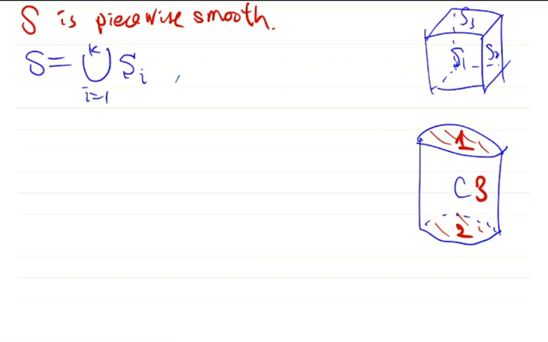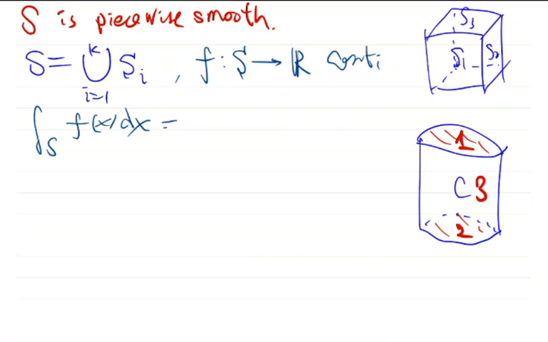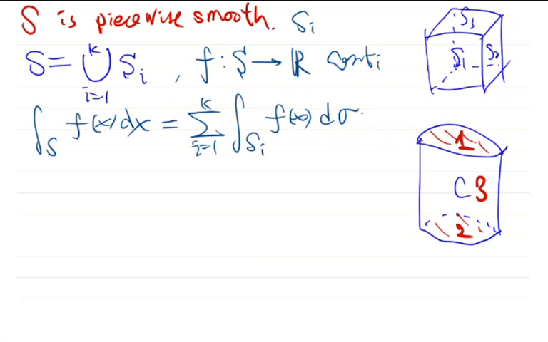Now, if f is a continuous function defined on a piecewise smooth surface, what's the surface integral of f over this piecewise smooth surface? Of course, we define it to be the sum of the integrals over all the smooth surfaces S_i, where the S_i are smooth surfaces. So this generalizes our definition of the surface integral.